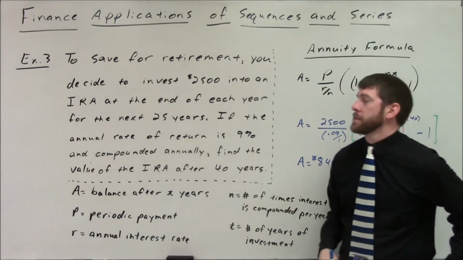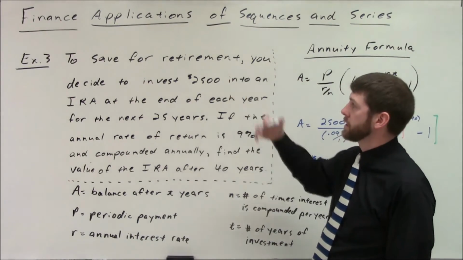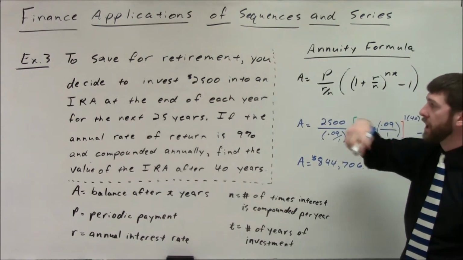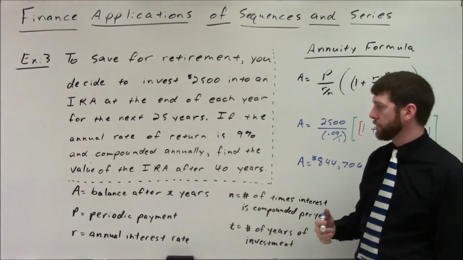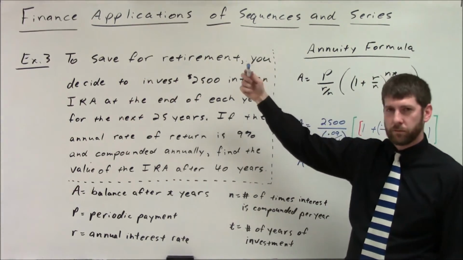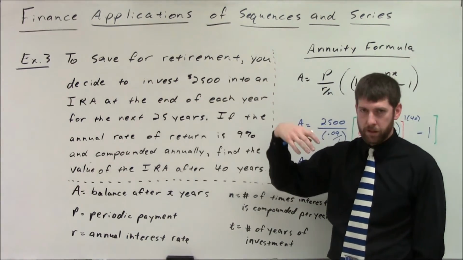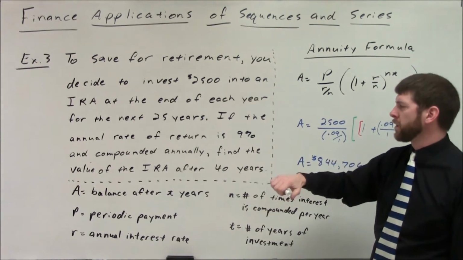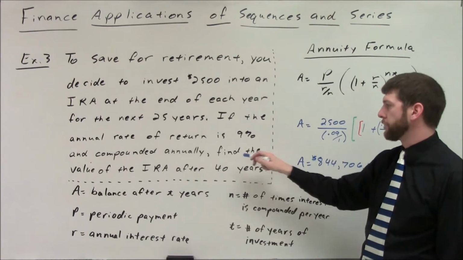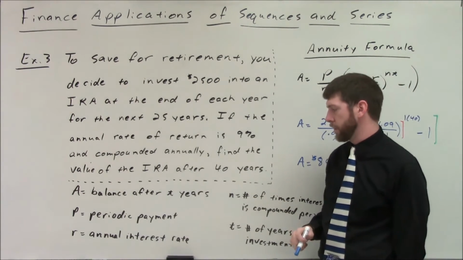So here we have our third example. Third example says, to save for retirement, you decide to invest $2,500 into an IRA at the end of each year for the next 25 years. IRA is an individual retirement account. It's a way to save up money and get money back as you do it. If the annual rate of return is 9% and compounded annually, find the value of the IRA after 40 years.